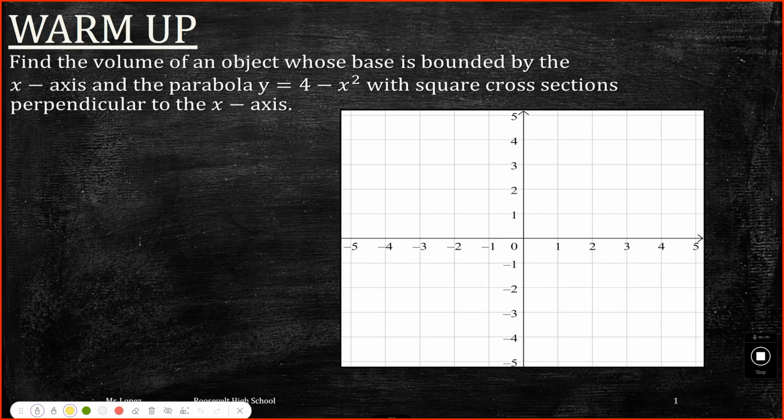Find the volume of the solid whose base is bounded by the x-axis and the parabola negative x squared plus 4, with square cross sections perpendicular to the x-axis. Alright, so it's going to be from -2 to 2 and then up to 4. So it's going to be something like this.